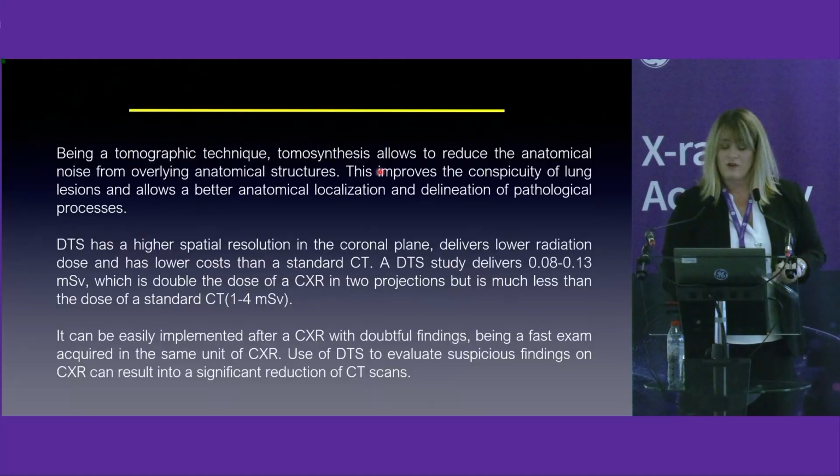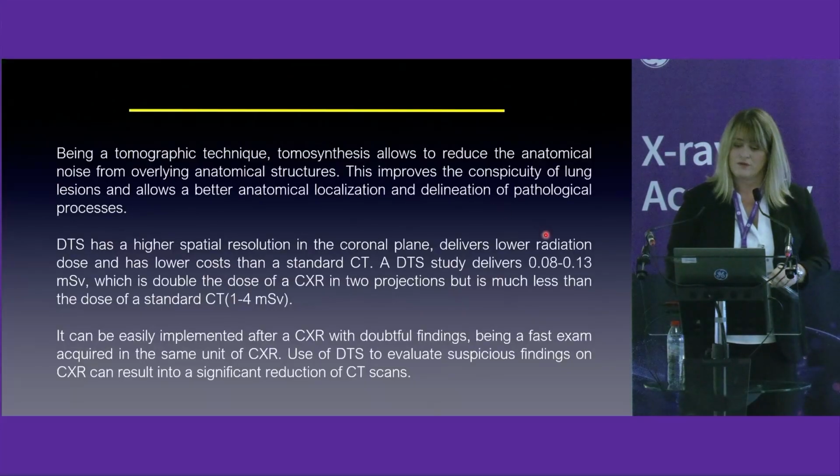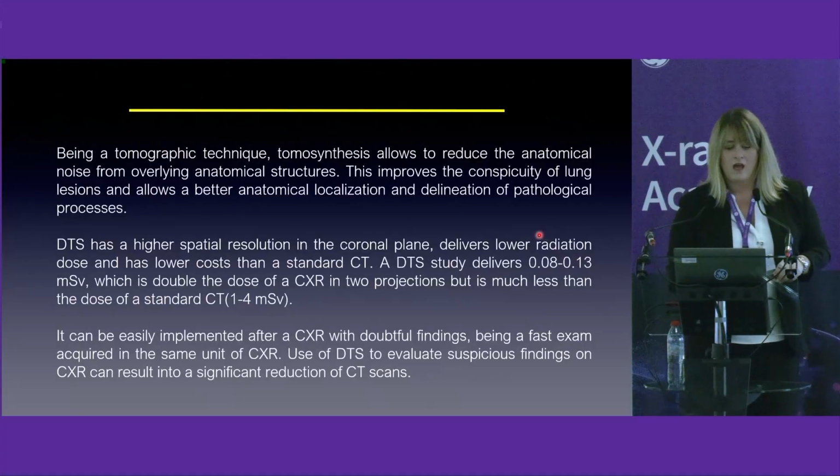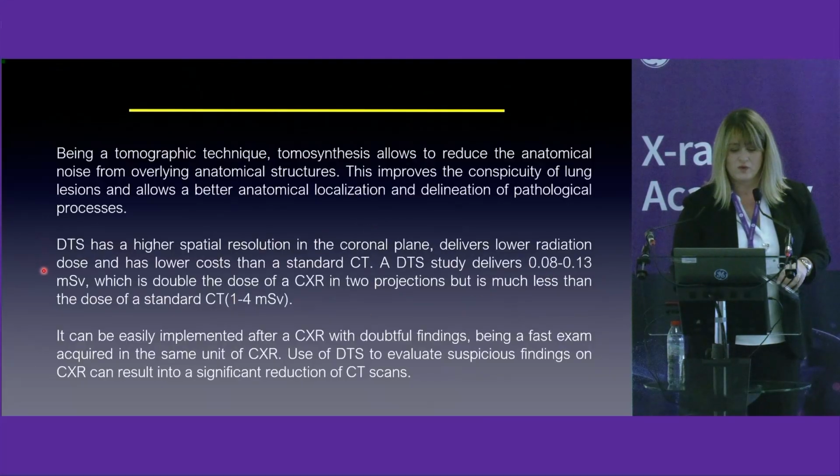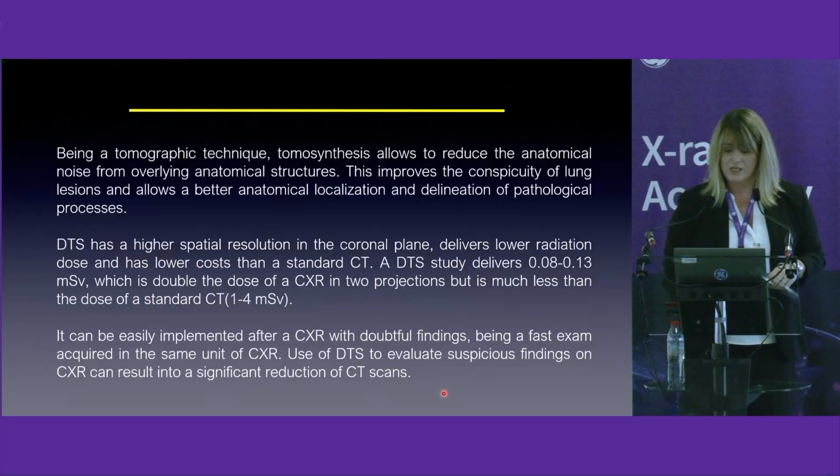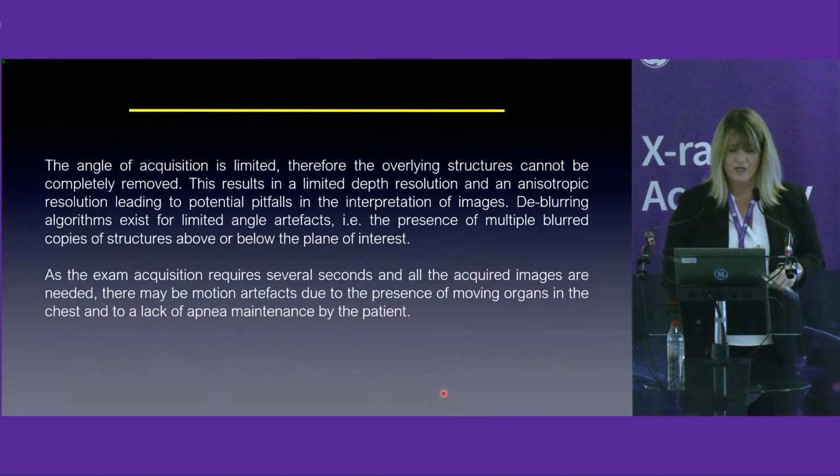So, being a tomographic technique, tomosynthesis allows reducing the anatomical noise from overlying anatomical structures, and this obviously improves the conspicuity of lung lesions and allows a better anatomical localization, has a higher spatial resolution in the coronal plane, and delivers a radiation dose lower than a standard CT scan, and can be easily implemented after a chest X-ray without full lesion. It's very fast, 12 seconds.